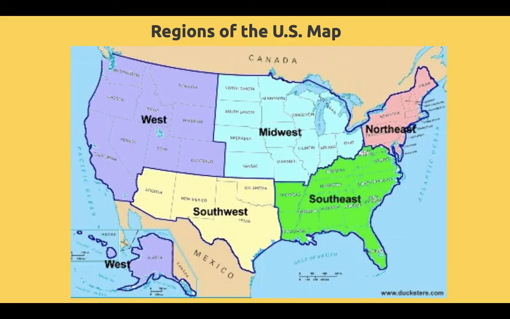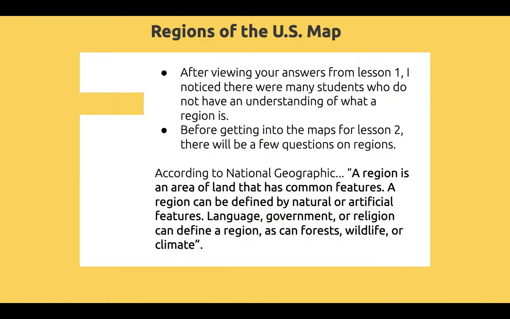And I want you to understand that the United States is divided up into regions. Different geographers will give you different amounts of regions, but in general, we're looking at about 5 different regions within the United States. So we're going to do a few review questions for regions of the United States before we head back into analyzing our other maps.